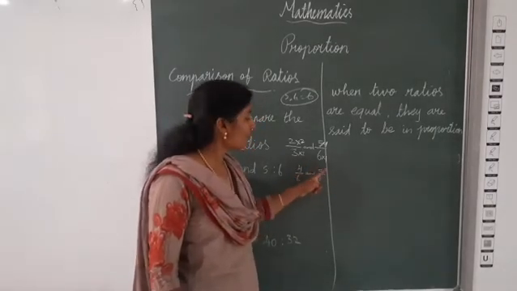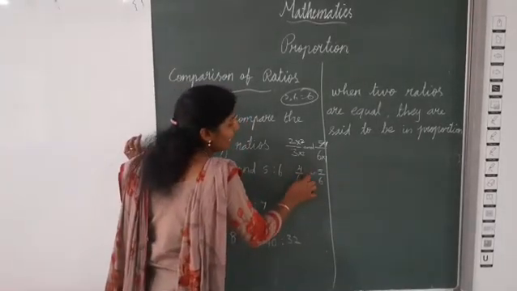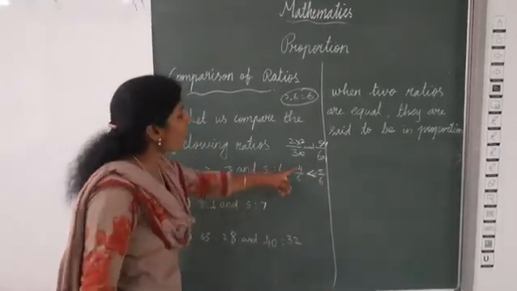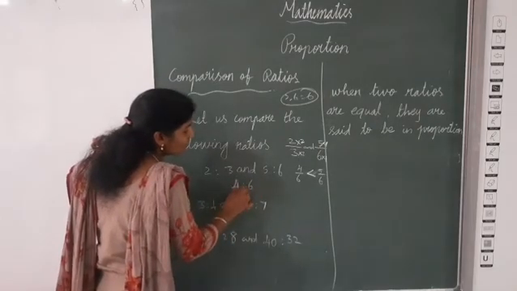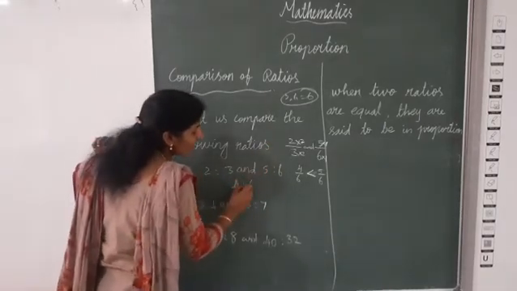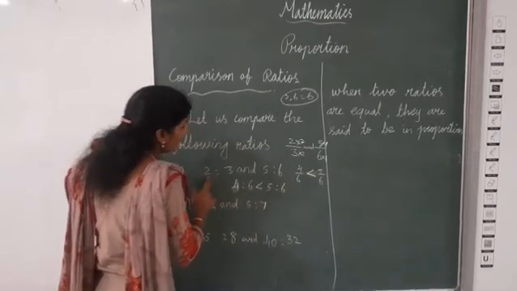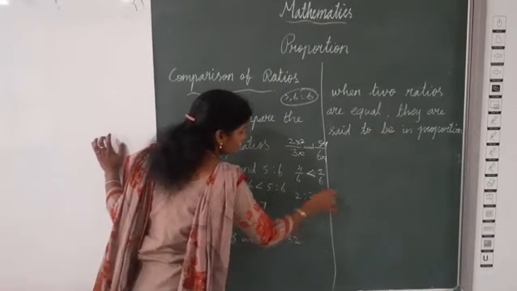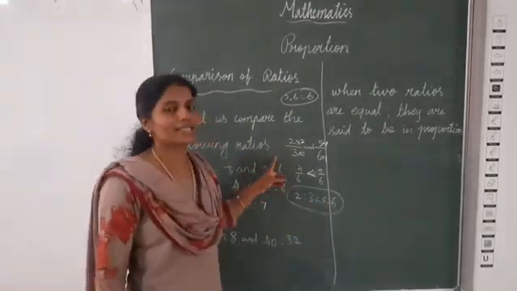Which is greater? 5 is greater. So we can say 4/6 is less than 5/6. So 4:6 means 2:3. Now we get 2:3 is less than 5:6. Which is greater? 5:6 is greater.